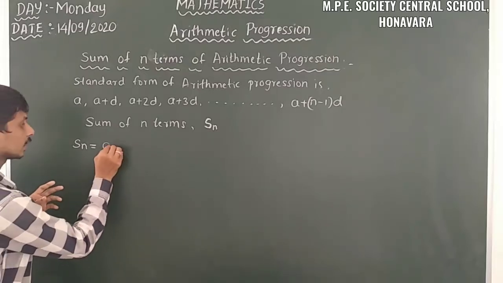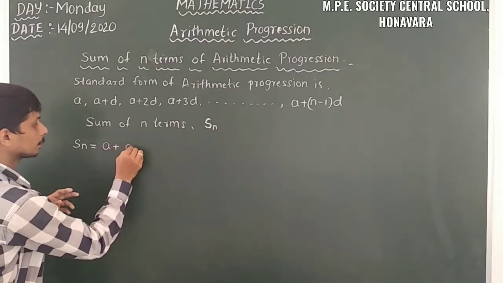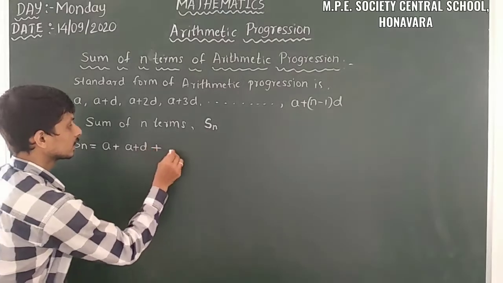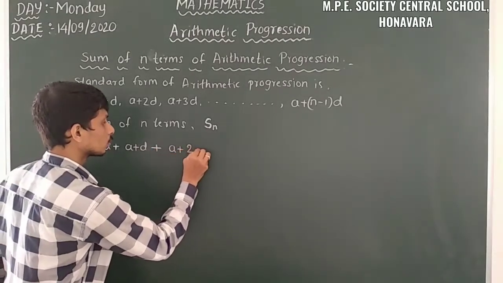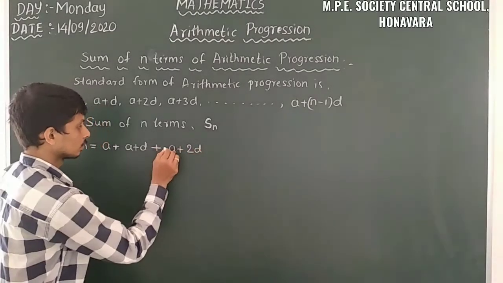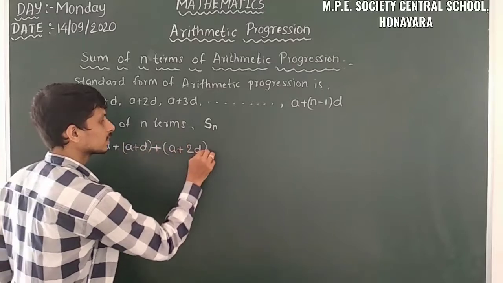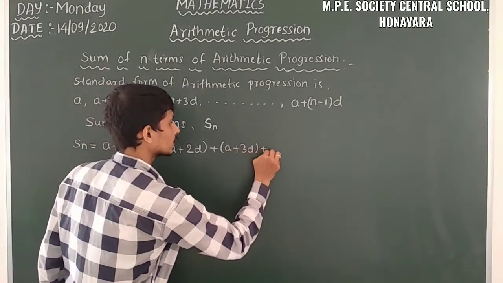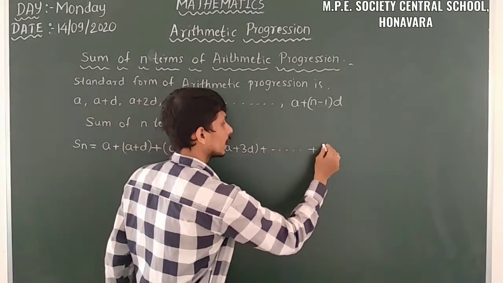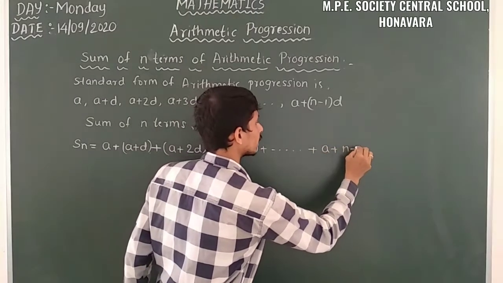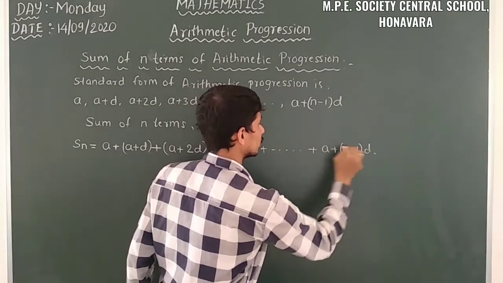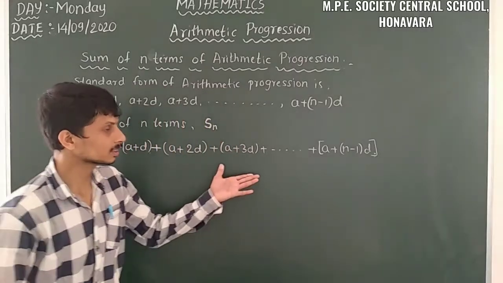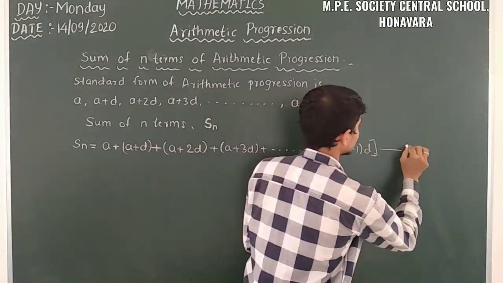a plus, in brackets, a plus d, plus a plus 2d, plus a plus 3d, plus and so on up to a plus n minus 1 into d. Yes. So this is our first equation. Take it as the first equation.